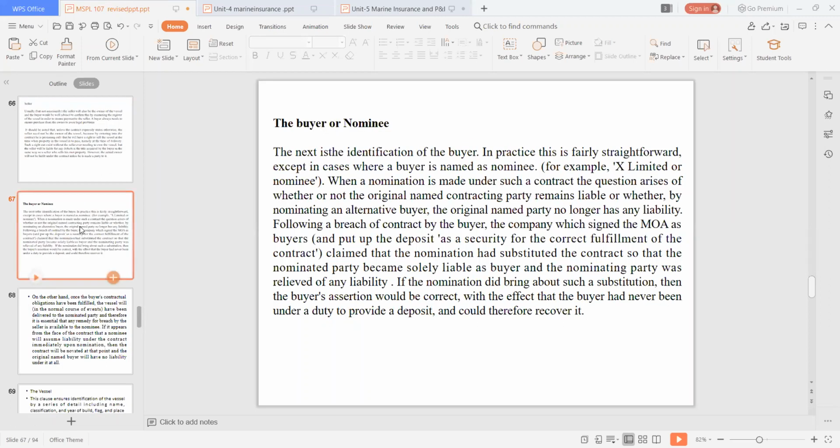Next one, the buyer or nominee. These are normally the seller, buyer, and vessel. These three combine to form the analysis of the S&P contract, the ship sales and purchase contract. Seller, buyer, and vessel. Okay, the buyer or nominee. Next is the identification of the buyer.